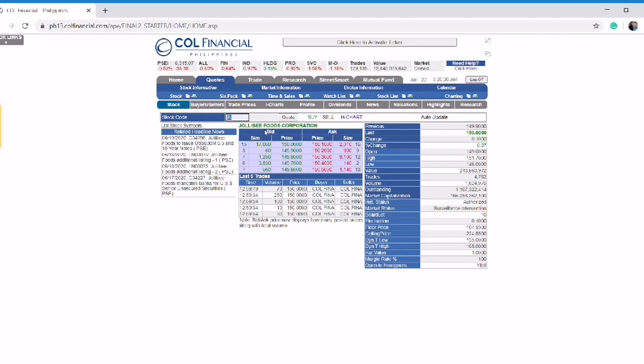When you say bid price, these are the prices that the buyers are willing to buy at. So there are buyers willing to buy at 150, 149.9, 149.8, while on the other side, the ask corner is where the sellers are willing to sell their stocks for Jollibee Foods Corporation. So that's the most important thing that you need to understand.